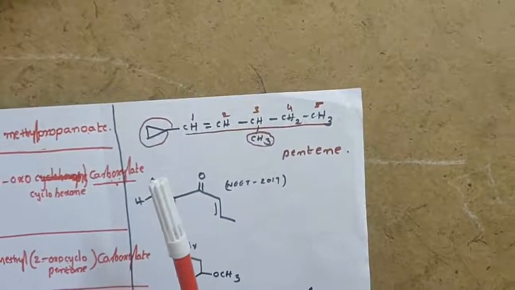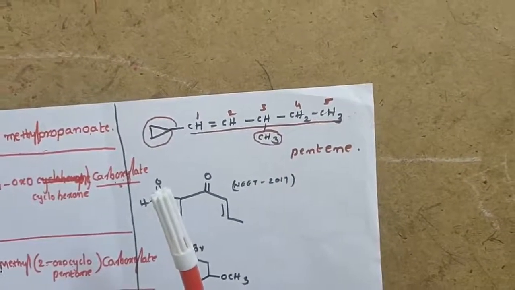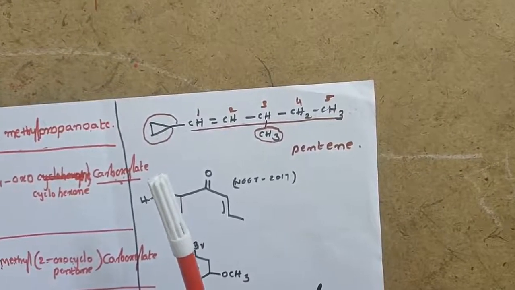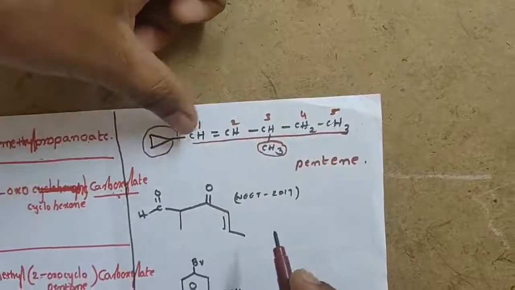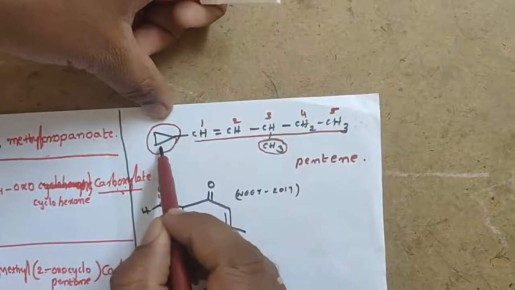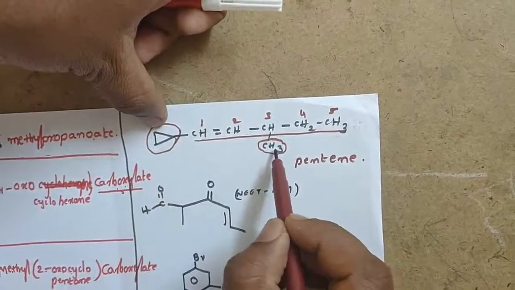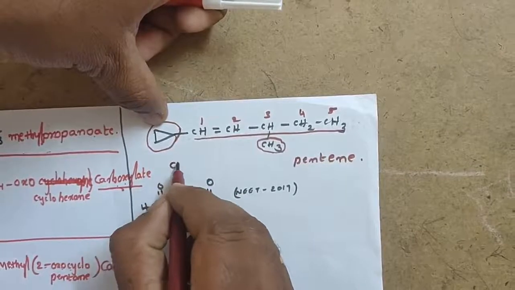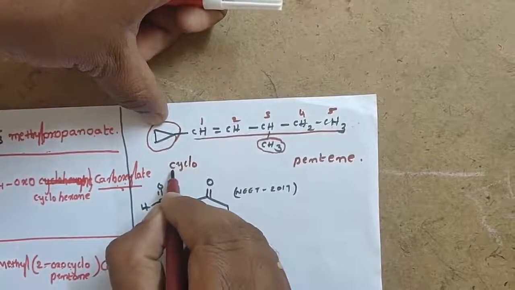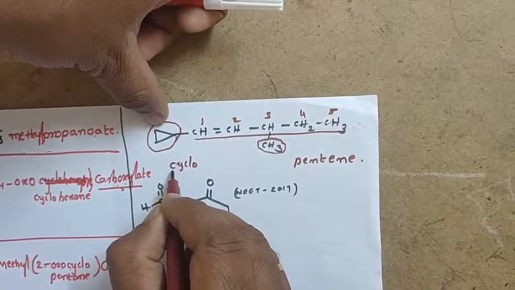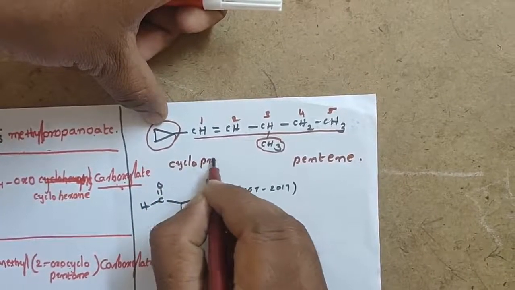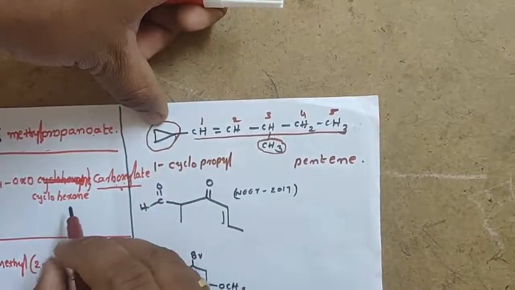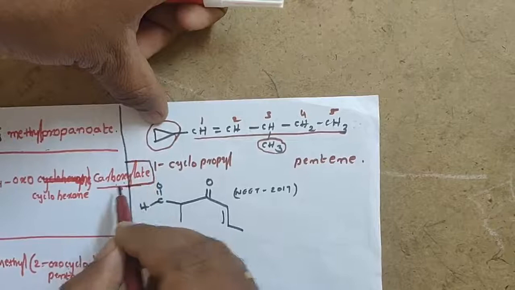One is called the CH3 branch, a methyl branch, and the other is a cyclopropyl branch. Which comes first? Cyclopropyl comes first. Why? Because C in alphabetical order comes first. That's why cyclopropyl, which is attached to the first carbon. That's why 1-cyclopropyl.